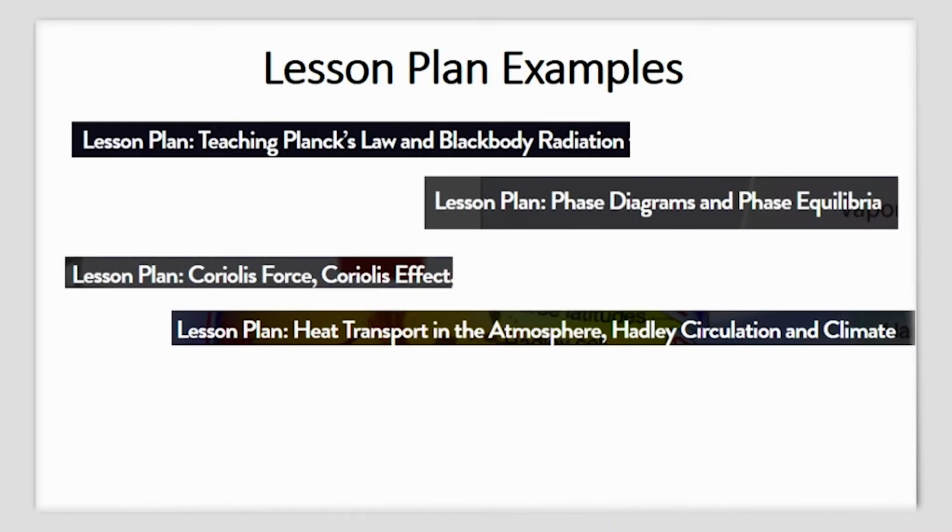Let us take a look at a few lesson plan examples that you as a physics teacher can teach using a climate-related example. Some of these which we will show in this video lecture include how to teach about Planck's law and black body radiation, phase diagrams and phase equilibria, the Coriolis force and the Coriolis effect, heat transport specifically in the atmosphere, and Hadley circulation and its effects on Earth's climate. Let us take a look at our first lesson plan titled Teaching Planck's Law and Black Body Radiation.